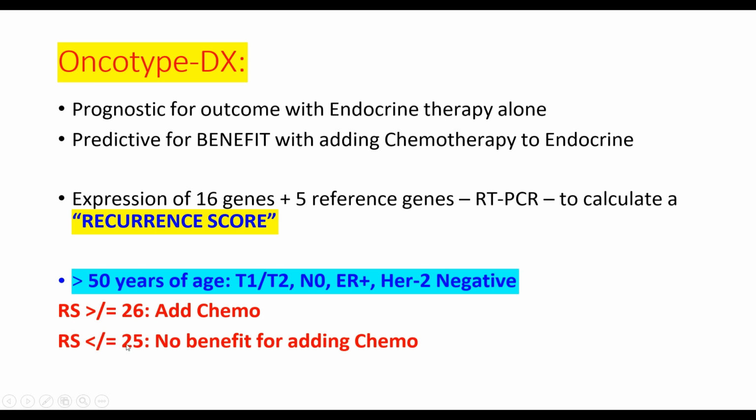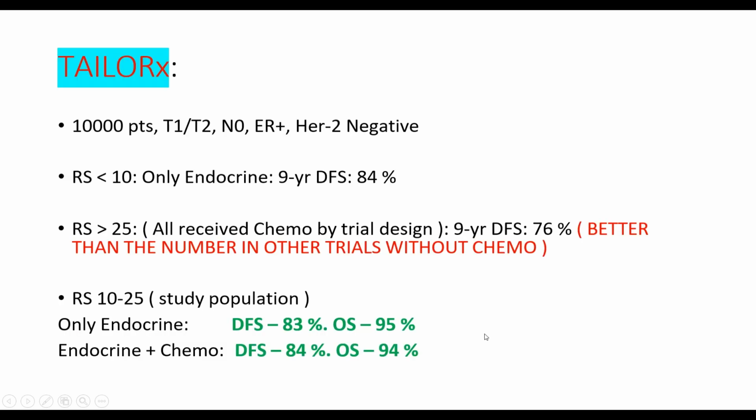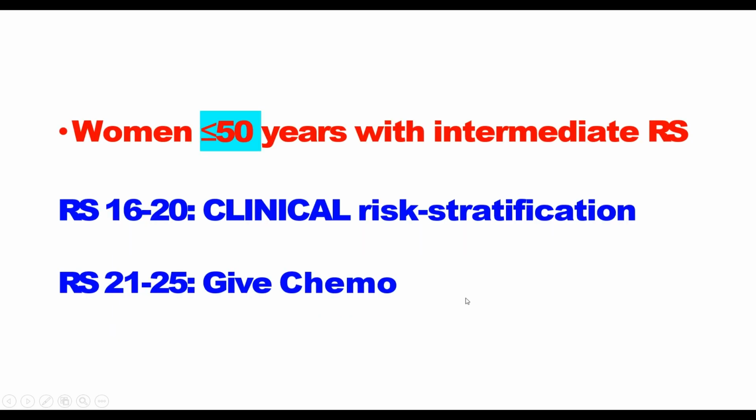And if the recurrence score is less than 25, there is no benefit for adding chemo over and above endocrine therapy, because this was a study population. So, women less than 50 years of age or premenopausal women. So what do we do?